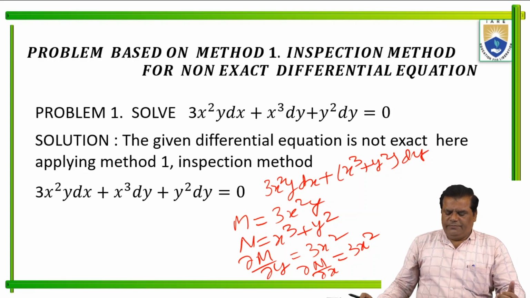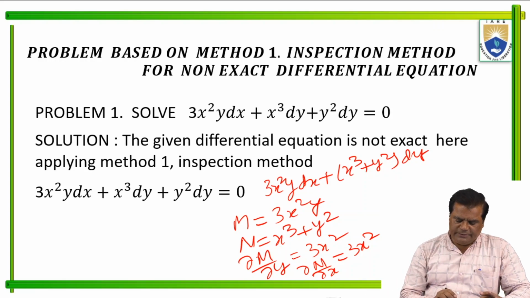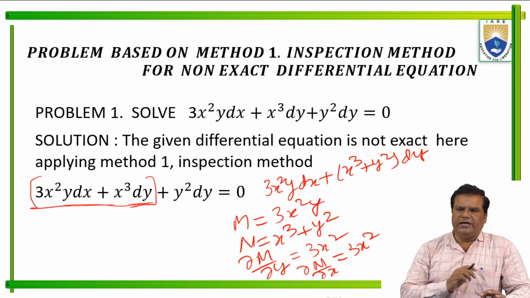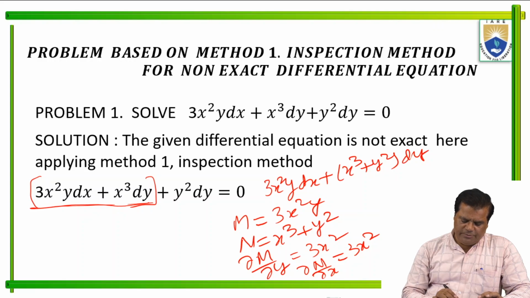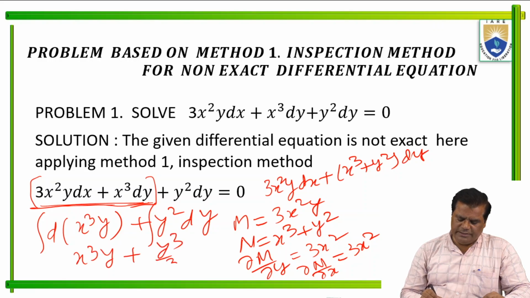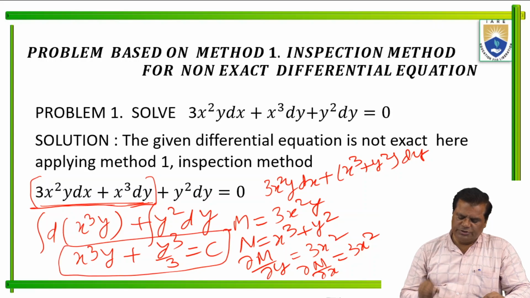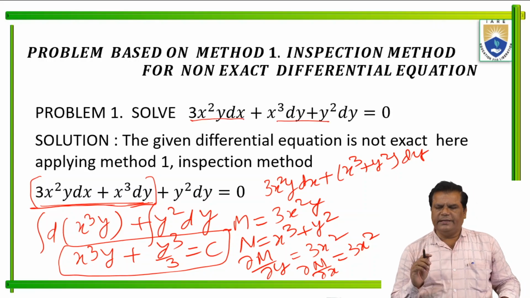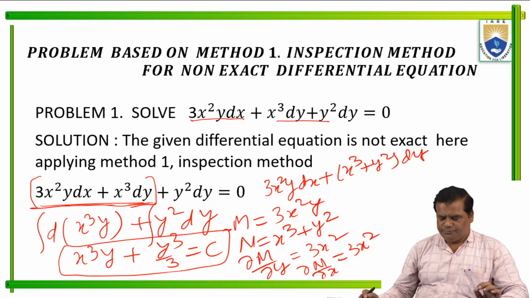This is already integrable. So we can say that this differential equation is the differential of some function. Here we write d of x cube y plus y square dy. Integrating on both sides, we get x cube y plus y cube by 3 equals c. So this is the solution. The inspection method is totally applied here, though it is already exact.